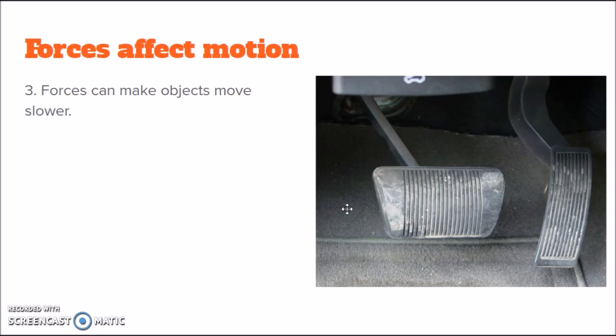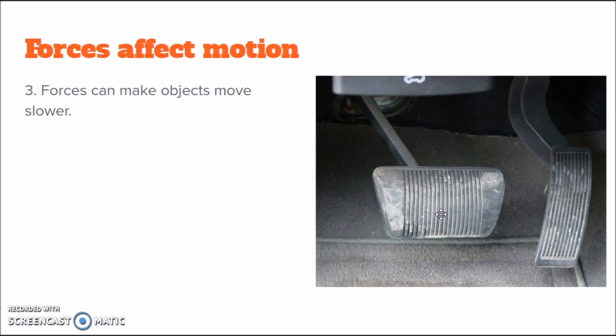The third way that forces affect motion is they can make objects move slower. If you step on the brake of a car, the brakes put a force on the wheels, but instead of making them speed up, it makes them slow down. So forces can make objects move slower as well.